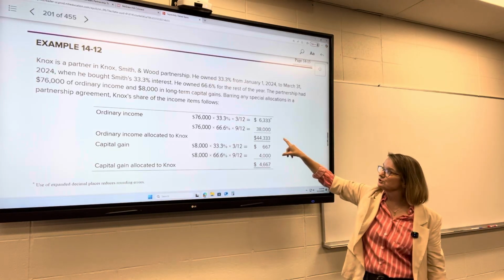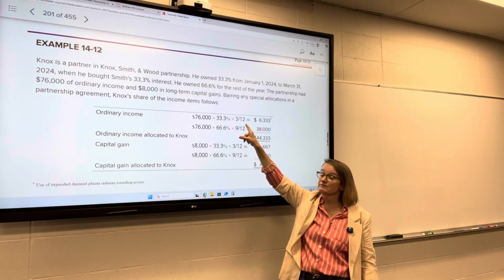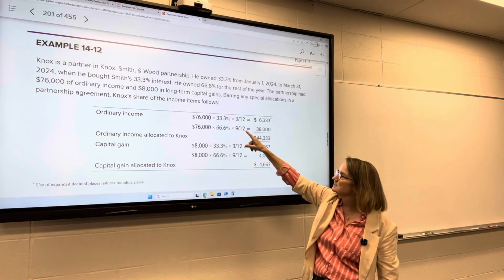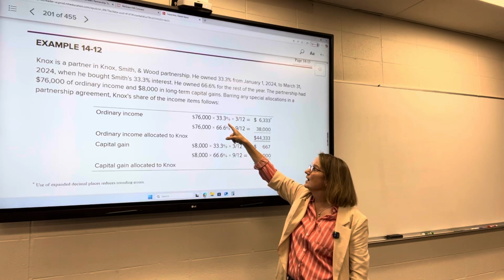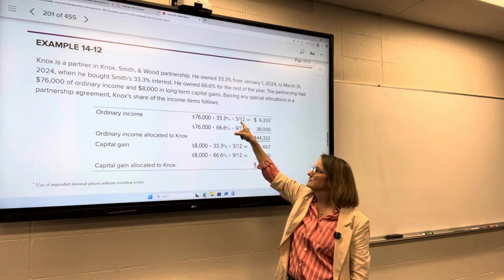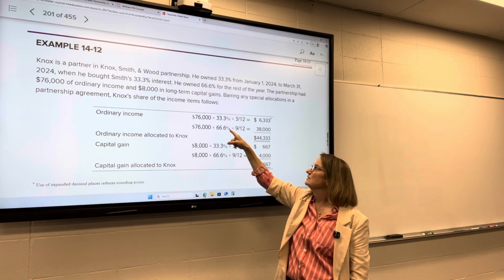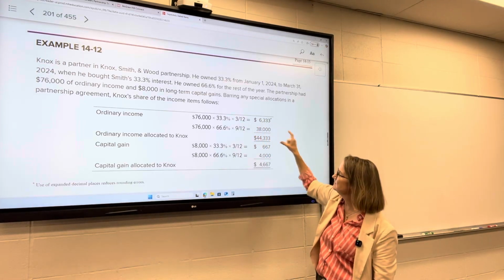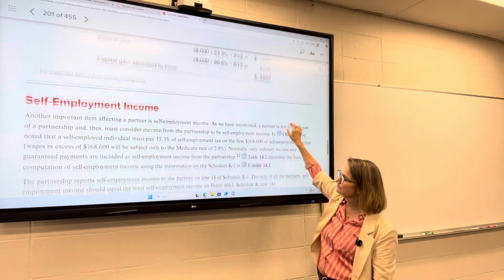So it's going to be apportioned based on the portion of the year that he owned that percentage. So the $76,000, he owned 1/3 of it for the first 3 months of the year, but he owned 2/3 of it for the last 9 months of the year. So that income is going to be divvied up in that manner.